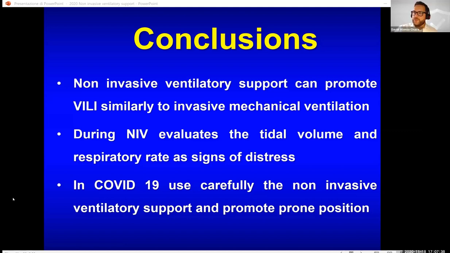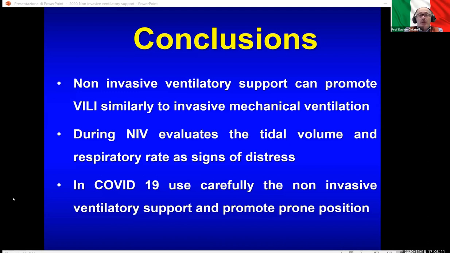Okay, so actually there's another question here. How do you wean this patient, the one on high flow oxygen? The problem is that when we start non-invasive ventilatory support, the average time, in my data but also in the data from the literature, spent between 4 and 5 days in CPAP or pressure support. So this is the average time.